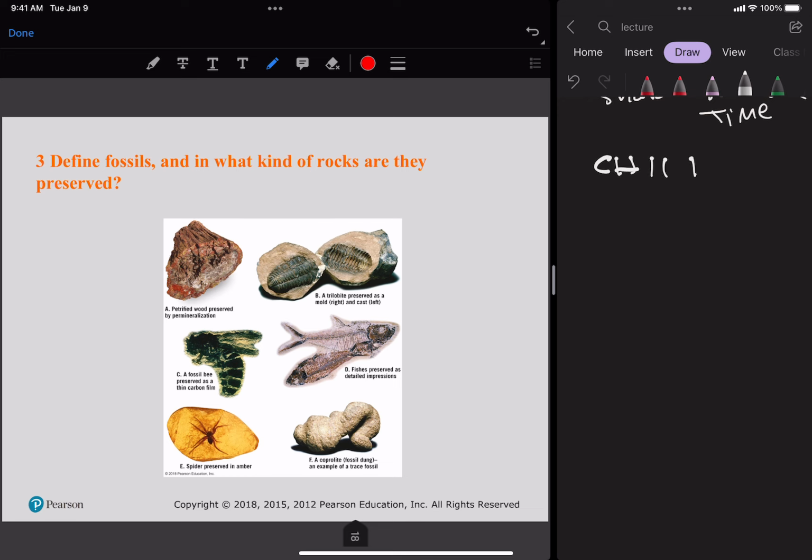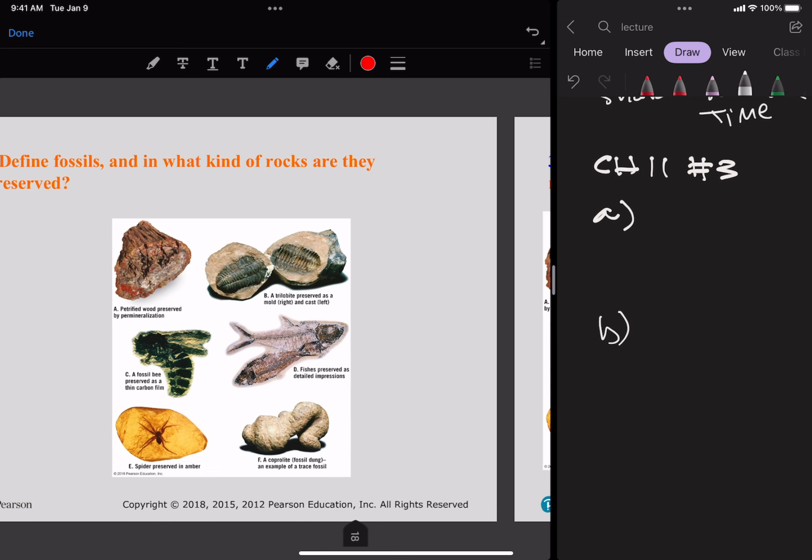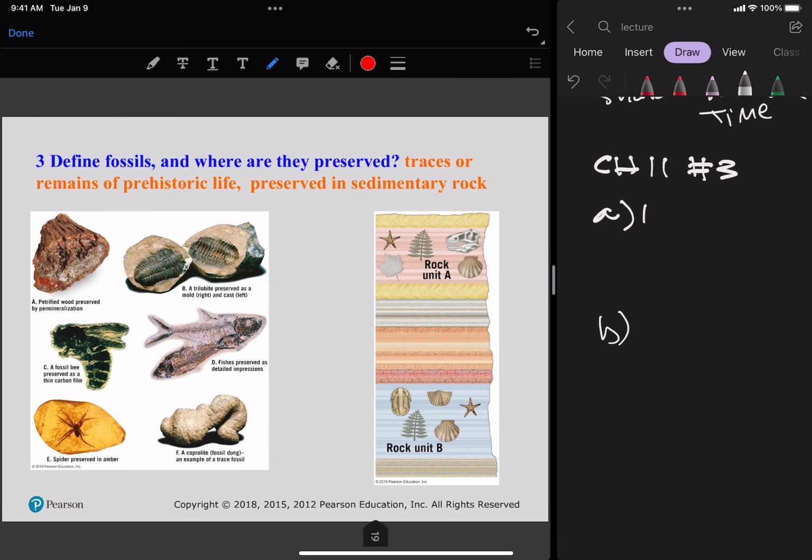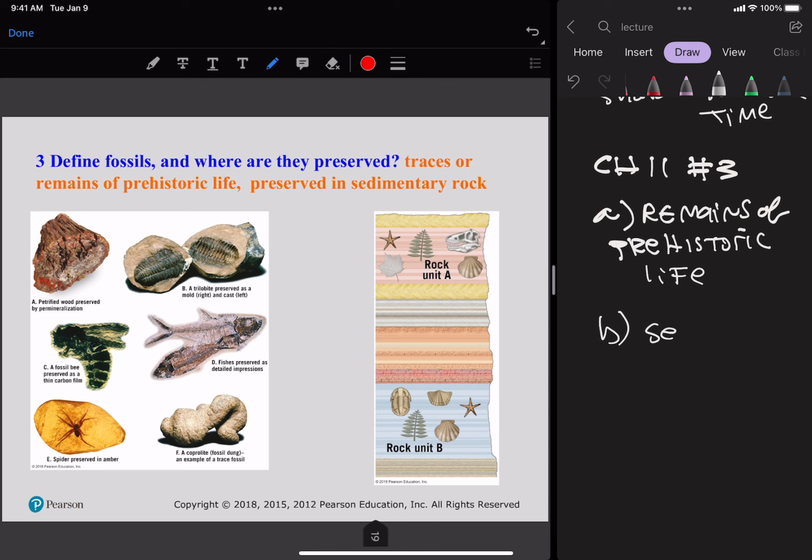Chapter 11, number 3. Define fossil. So A, what is a fossil? And B, what kind of rocks do you find fossils in? Okay, so fossils are remains and traces of prehistoric organisms, or prehistoric life. And you find these fossils in sedimentary rocks.